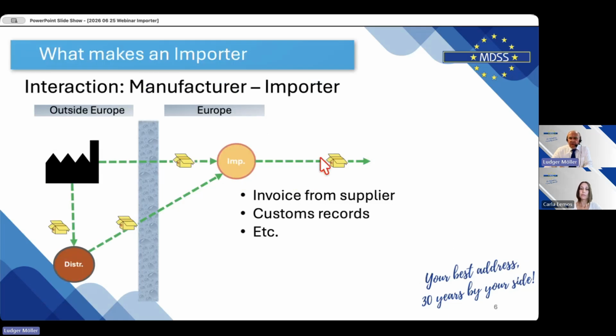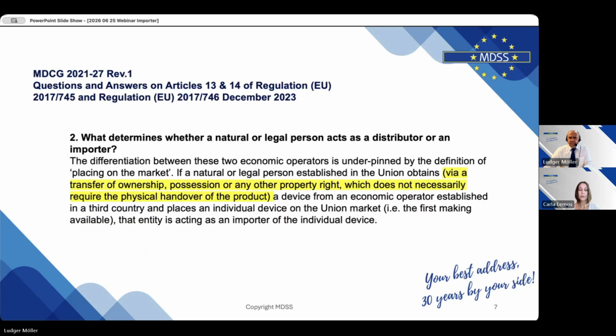He is making this product, which is in this box, available for the very first time. And he will make this one, which is next in line as well, available for the very first time. That is just different, a difference to the distributor. And then it goes on: if a natural or legal person established in the Union obtains, via transfer of ownership, possession, or any other property right, which does not necessarily require physical handover of the product, a device from an economic operator established in a third country, and places an individual device on the Union market, i.e., the first making available, that's what I said, that entity is acting as an importer of the individual device.